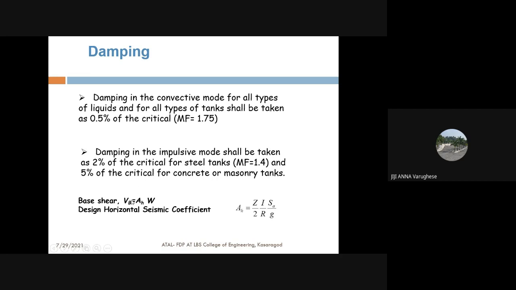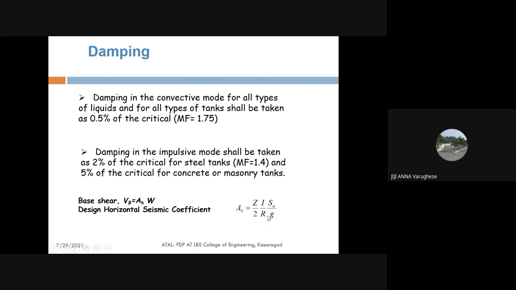For doing lateral load analysis, equivalent static analysis, we have to calculate the base shear. The common expression for base shear is AH into W, where AH is the horizontal seismic coefficient and W is the seismic weight. The equation for AH is Z by 2, I by R and SA by G. All of you may be familiar with these variables. Z is the zone factor, I is the importance factor, R is the response reduction factor, and SA by G is the spectral acceleration coefficient.